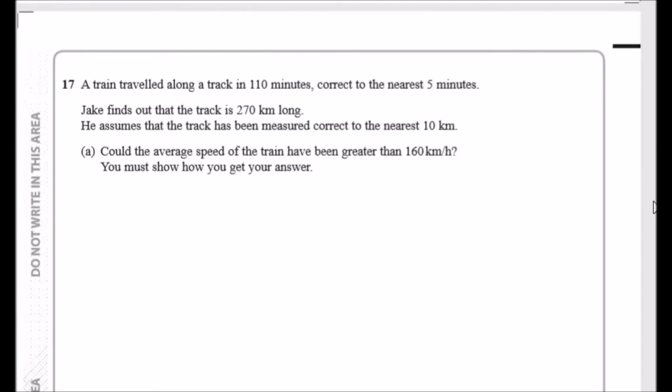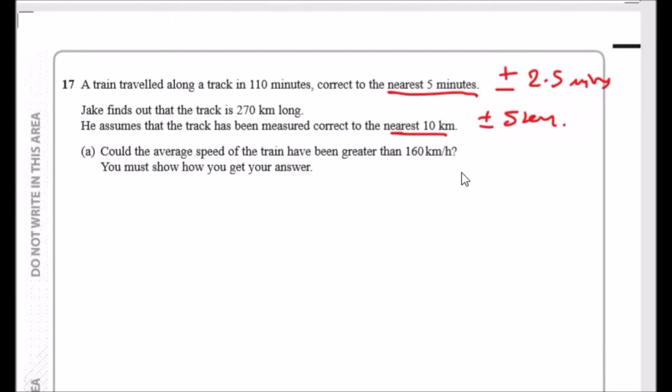So quick advice, yeah. When they use the term nearest something, in this case nearest 5 minutes, you always halve this value and treat it as a bound. So plus minus half of 5 is 2.5 minutes. So that would be the bound for 110. The upper bound could be 112.5 minutes or 107.5 minutes, plus minus that, yeah. Same for this one. The track is 270 kilometers, and to the nearest 10, this is plus minus 5 kilometers. Again, upper and lower bound. So always halve these figures. Could the average speed of the train have been greater than 160 kilometers per hour?